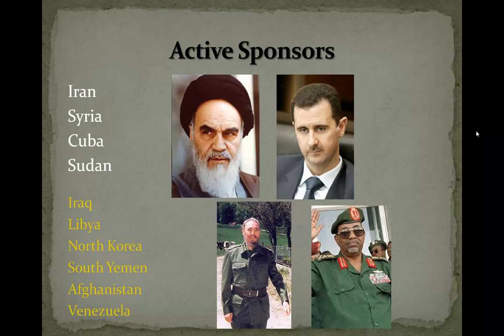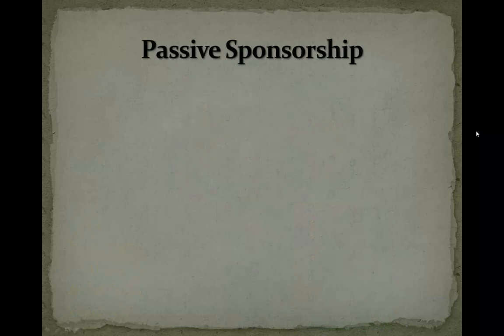So turning to passive sponsorship, again, Byman says that what this category entails is when a group knowingly allows a terrorist group to raise money, enjoy sanctuary, recruit, or basically otherwise flourish without interference from a regime that is not directly aiding the group in itself.